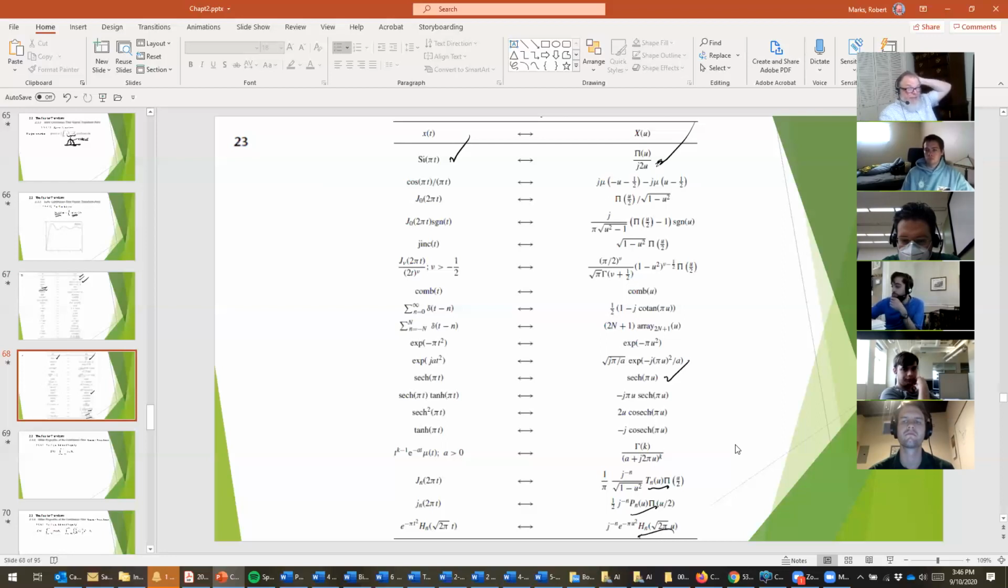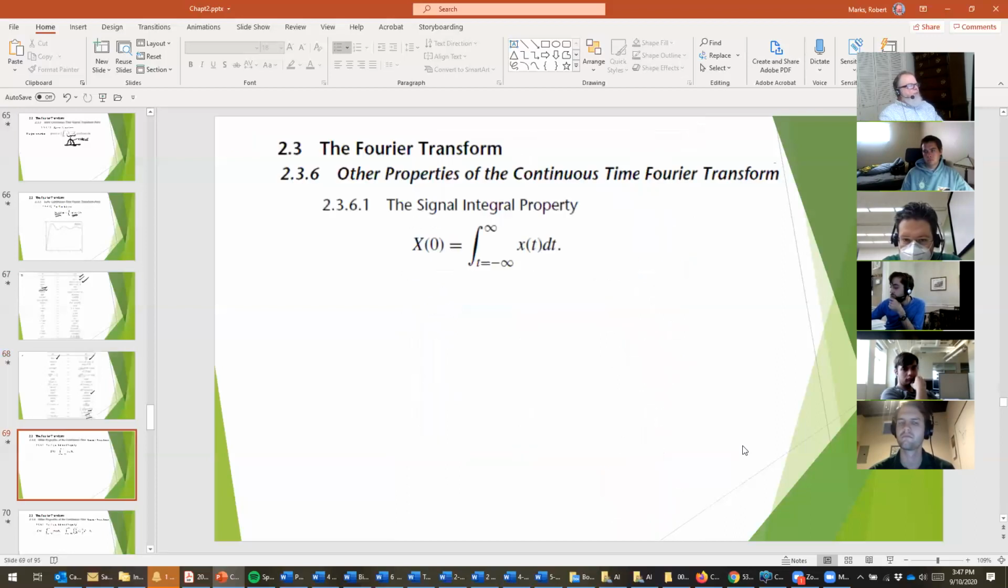Okay, the only thing that remains to do in chapter 2 is, number 1, catch up on some of the theorems that we haven't talked about yet, and then talk about how all of this relates to the discrete time Fourier transform and the discrete Fourier transform. So let's do this. Here's an interesting property, and this is very interesting. It says that if you want to look at the area of a function, you just have to look at its Fourier transform at the origin.